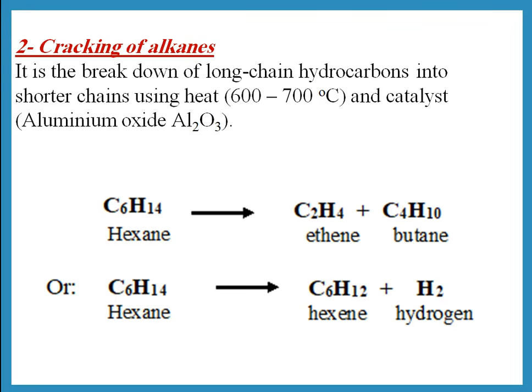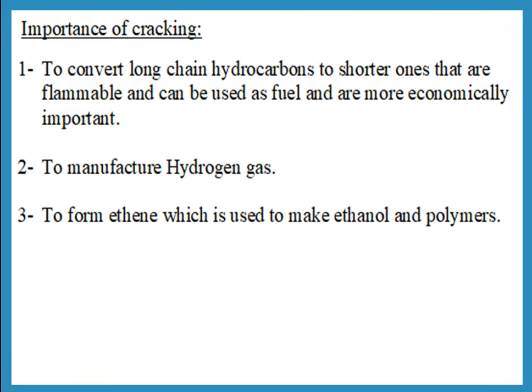So when we do cracking, we have something with a large number of carbons. So let's say I'm starting with hexane. Now, when we do cracking, under these conditions of 600 to 700 degrees Celsius and aluminium oxide catalyst, we either get an alkene and alkane or an alkene and hydrogen. So this is a method of making hydrogen. This is how they manufacture hydrogen. Now, of course, cracking is important because this gives shorter chains, and shorter chains are usually more flammable, so more in demand, more economically important.